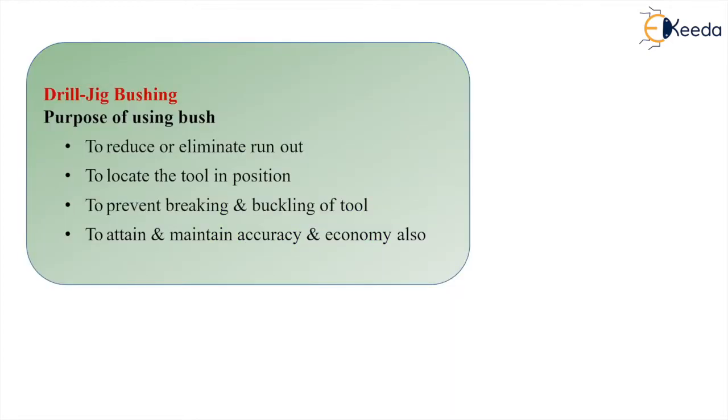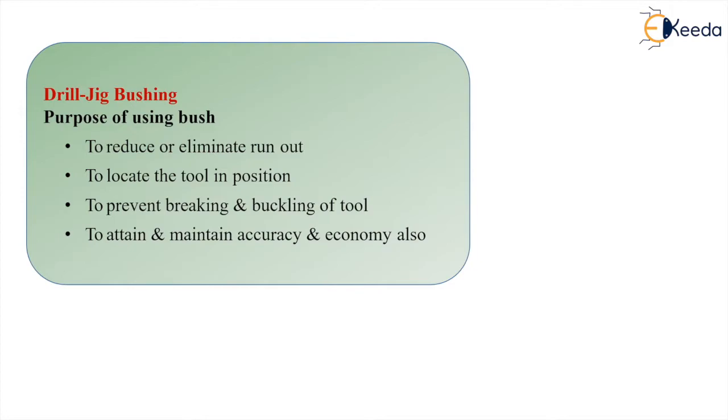Now see the drill jig bushes. See, the main problem with the hole making operation is the slenderness of the tool. Okay, it further gets complicated by the geometry of the hole as well as its location. Hence, a jig bush is used to position and guide the cutting tool for the cutting operation. For that reason, we are using the drill jig bushes.